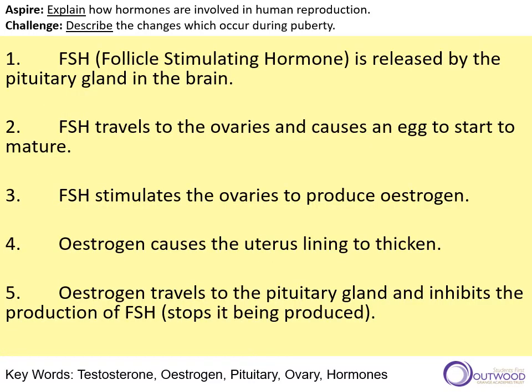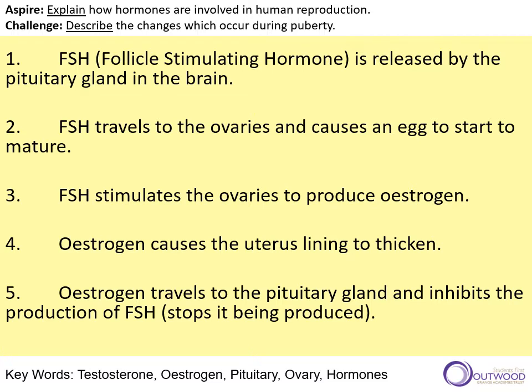So point number 1. What is happening? This is generally regarded as the start of the cycle, but it's not necessarily the same. This happens on day 1, so to say, but this happens at the start of every cycle. FSH, also known as follicle stimulating hormone, is released by the pituitary gland in the brain. So that's stage number 1.